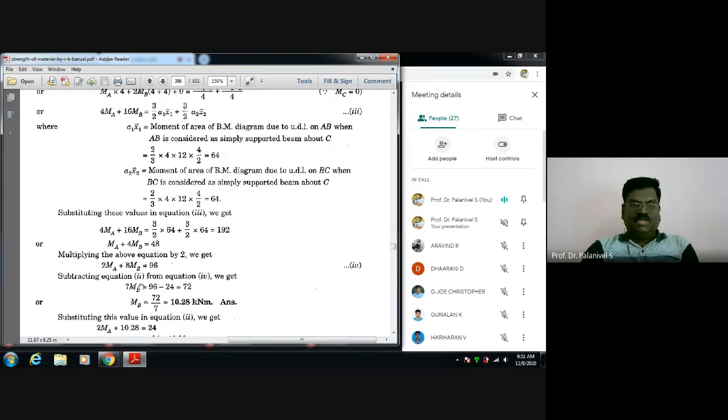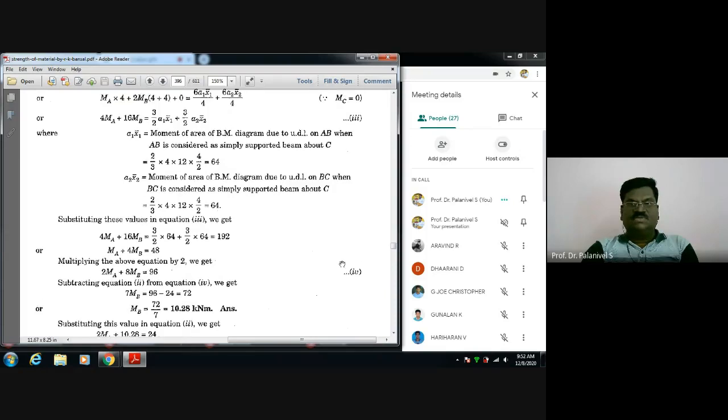If you do it, finally you get this equation. What is that? 2 MA plus 8 MB is equal to 96. After computing all the necessary values here, finally you arrive at this one, because we have seen this computation several times. By this time you should practice it. I hope you are familiar with that. Then comes the next equation.